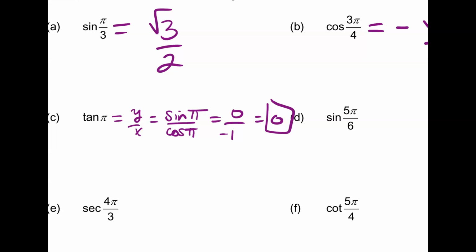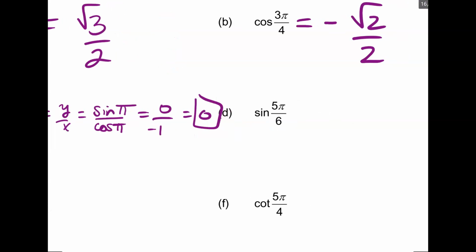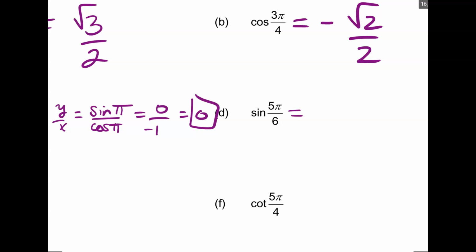Okay, sine 5 pi over 6. That's going to be a 30 degree reference angle. Right, root 3 over 2 comma 1 half. And then since we're in the second quadrant, all students, S, sine is positive. But it's the opposite, 1 half.